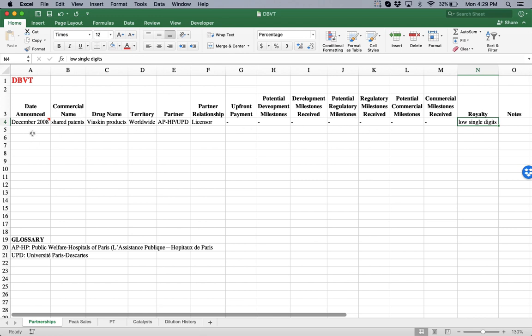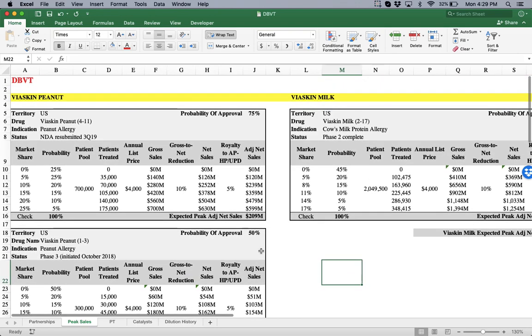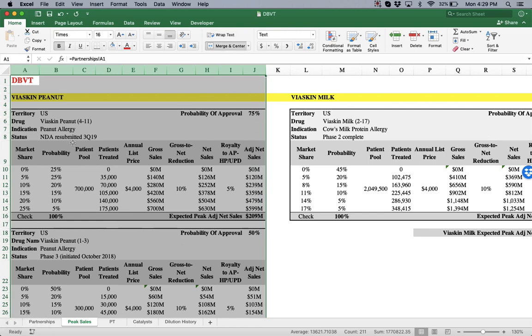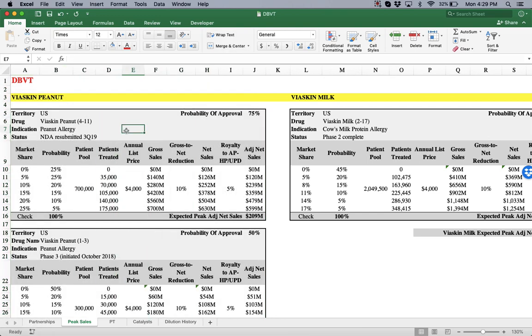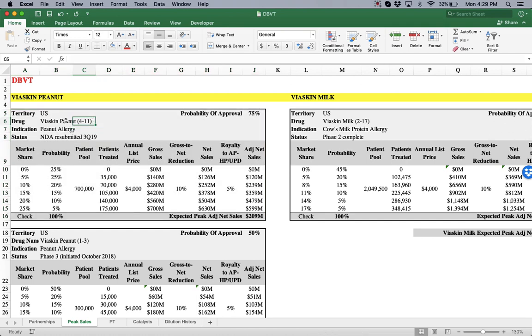So once you have all your partnership information researched for all the different drug candidates, we then come here into our peak sales tab. And so let's look here at this first group, the Viaskin peanut area. So this first table here, these are our sales estimates for Viaskin peanut age 4 to 11 in the US.